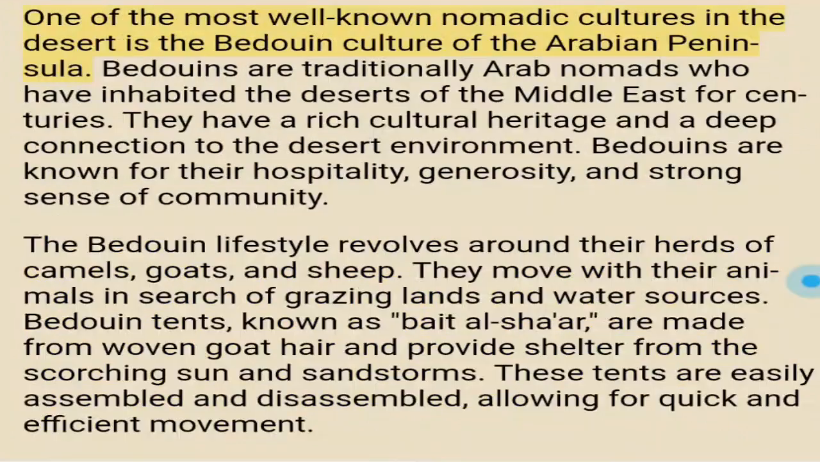Bedouin culture. One of the most well-known nomadic cultures in the desert is the Bedouin culture of the Arabian Peninsula. Bedouin are traditionally Arab nomads who have inhabited the deserts of the Middle East for centuries. They have a rich cultural heritage and a deep connection to the desert environment. Bedouin are known for their hospitality, generosity, and strong sense of community. The Bedouin lifestyle revolves around their herds of camels, goats, and sheep. They move with their animals in search of grazing lands and water sources.